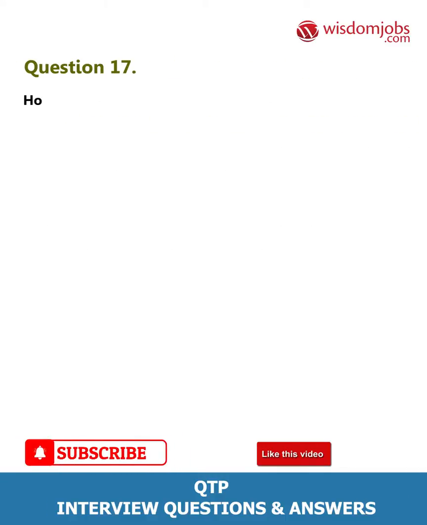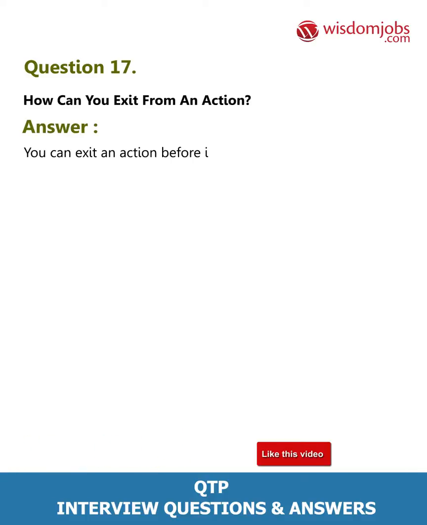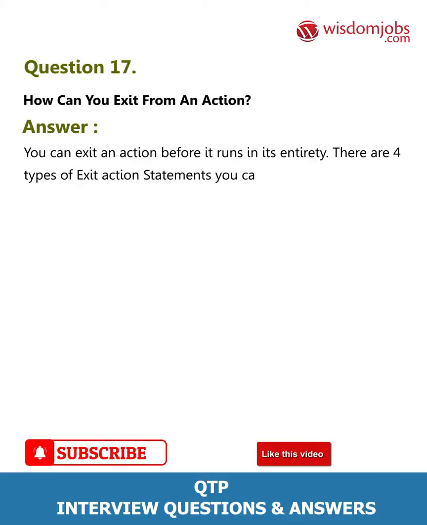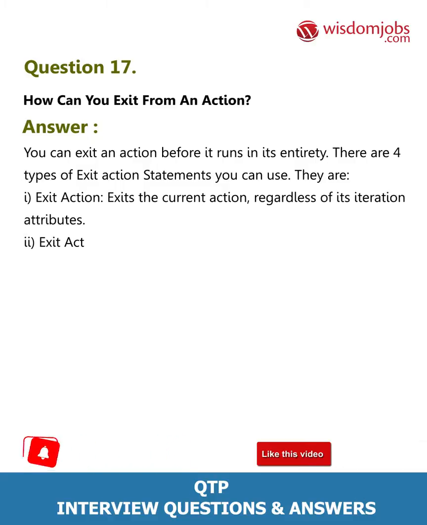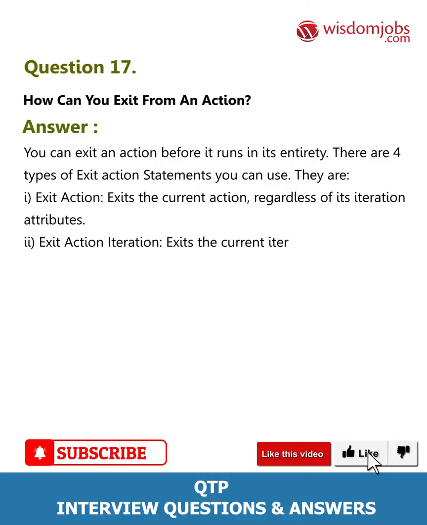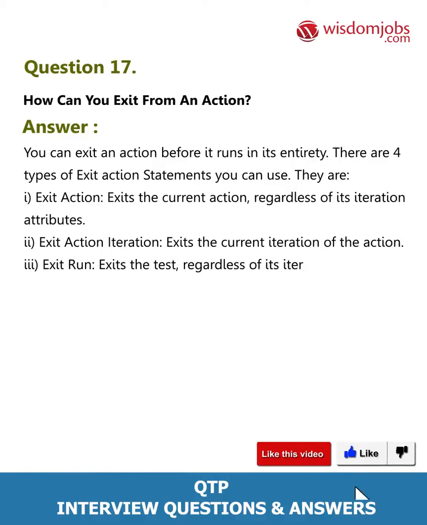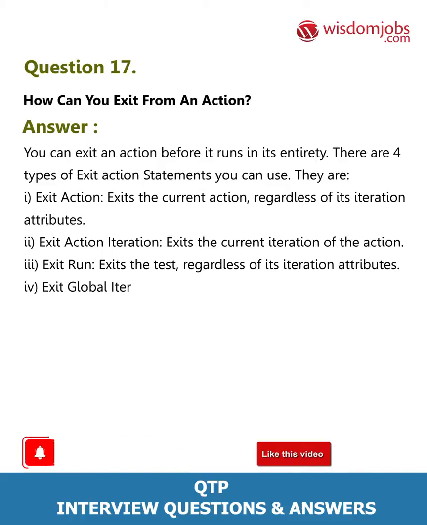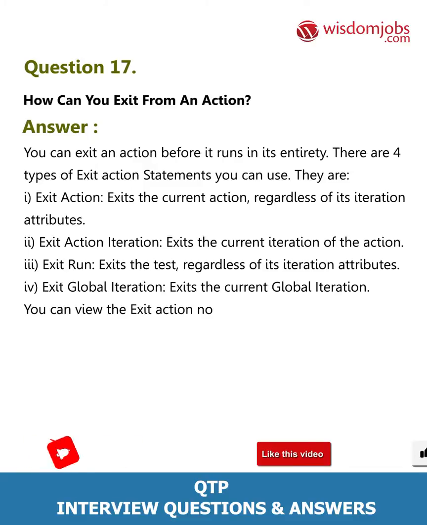Question 17. How can you exit from an action? Answer. You can exit an action before it runs in its entirety. There are 4 types of exit action statements you can use. They are: 1. Exit action, exits the current action, regardless of its iteration attributes. 2. Exit action iteration, exits the current iteration of the action. 3. Exit run, exits the test, regardless of its iteration attributes. 4. Exit global iteration, exits the current global iteration. You can view the exit action node in the test results tree.